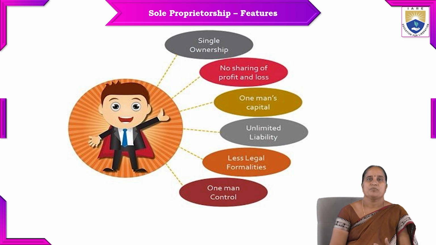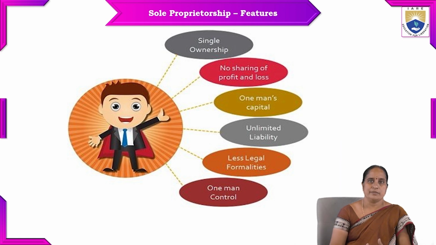Unlimited liability. The obligations, or the whole and sole responsibility, of a sole trader is unlimited. So in case of losses, sometimes he has to include his own personal property also in the business to recover the losses. In that way, it becomes unlimited liability for the sole proprietorship.